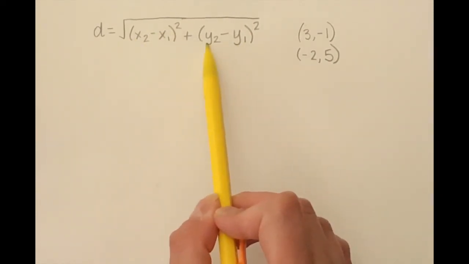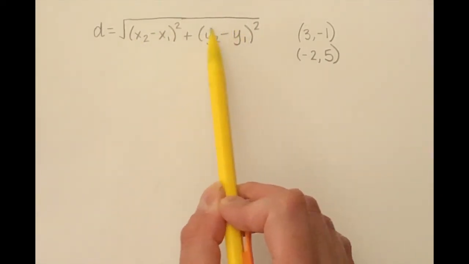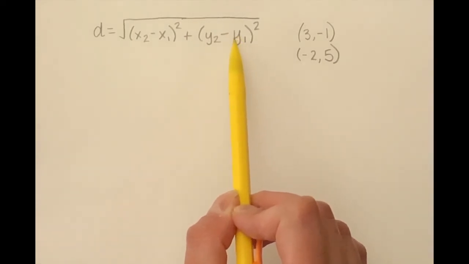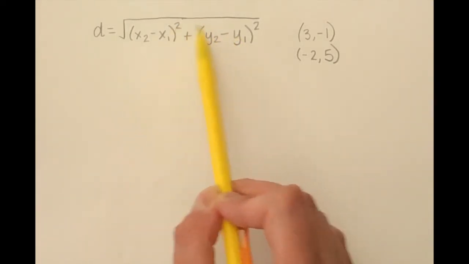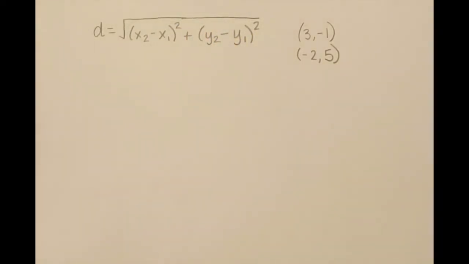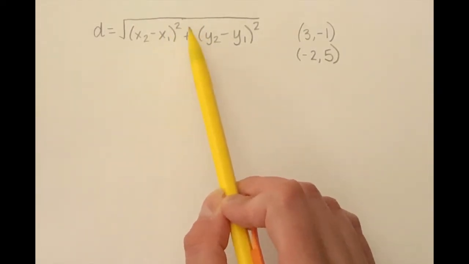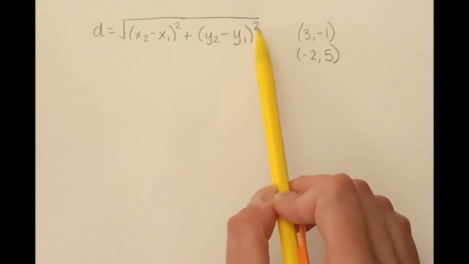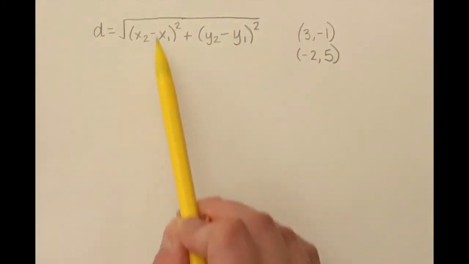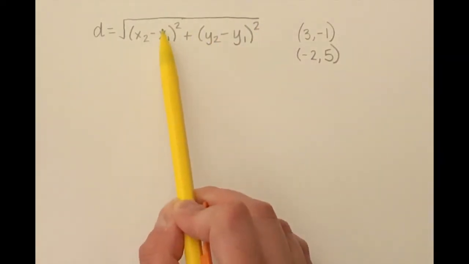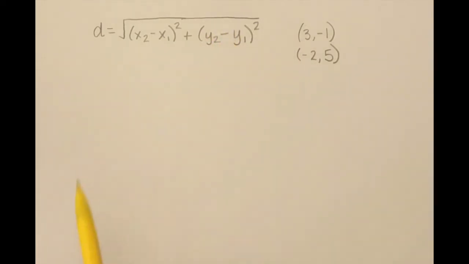Same thing on my y-axis. The distance between my y coordinates would be my other leg. And why are they squared? Well, if we think about the Pythagorean theorem, a squared plus b squared, so if these are our legs, then ideally these are really a and b.